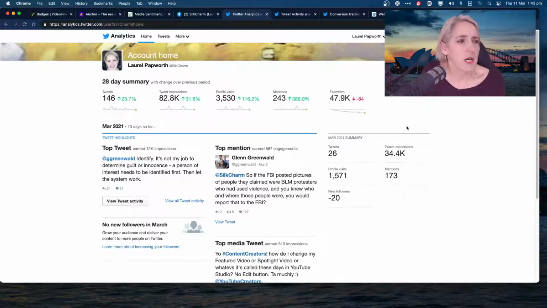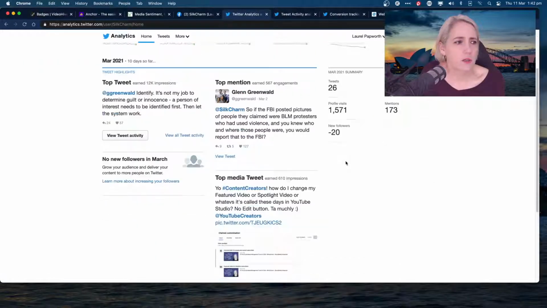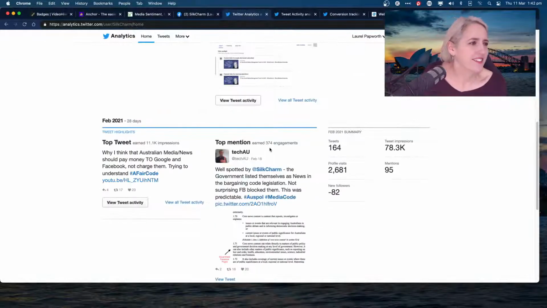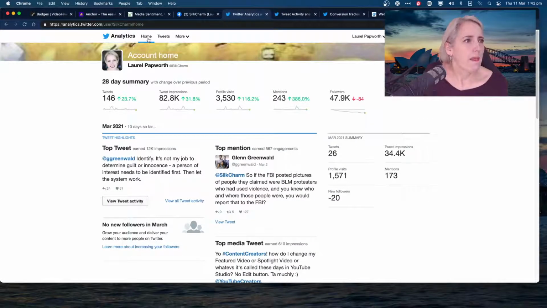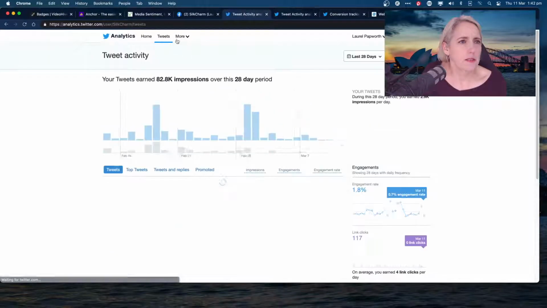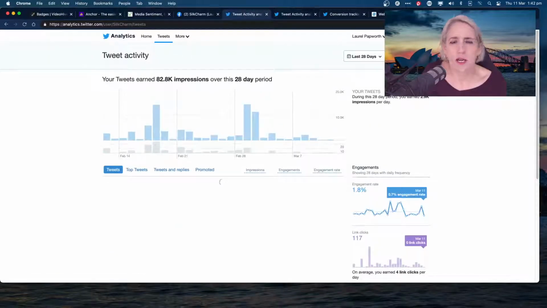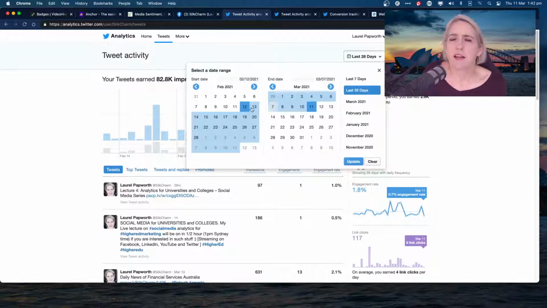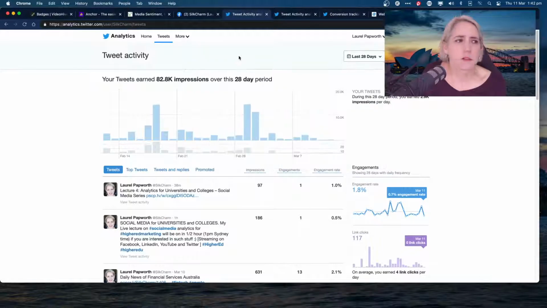Fair enough. And we can see Glenn Greenwald was this month's, 10 days so far, main perpetrator of me getting seen. So that's under home. When I go to tweets, this is where we can export the data. We can export it by day, and we can choose 28 days or we can choose specific months.